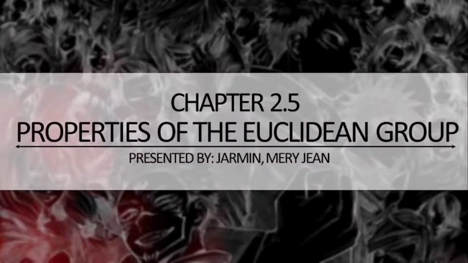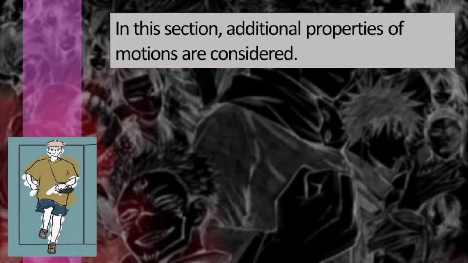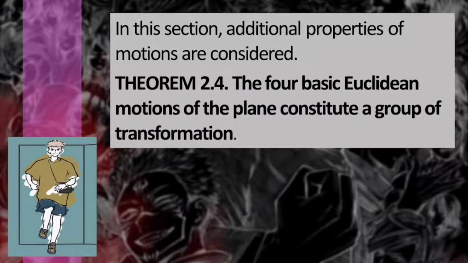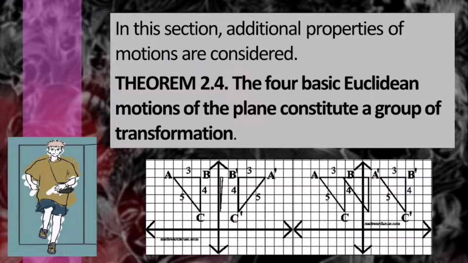So now, let's proceed to Chapter 2.5, the properties of the Euclidean group. In this section, additional properties of motions are considered. Theorem 2.4: The four basic Euclidean motions of the plane constitute a group of transformations. As you can see in the moving image, the first one is the reflection and the second one is translation.